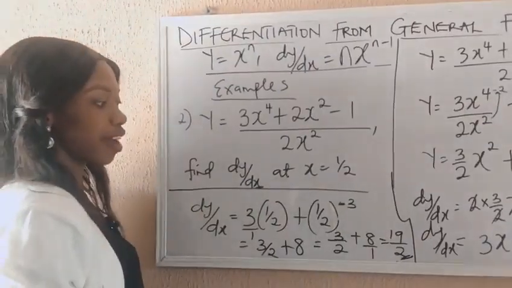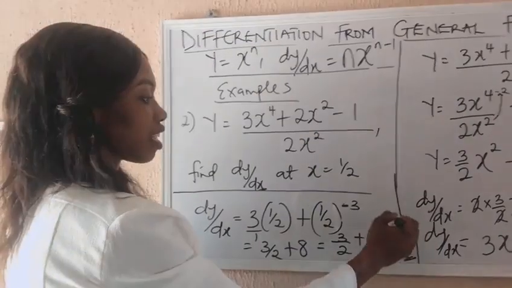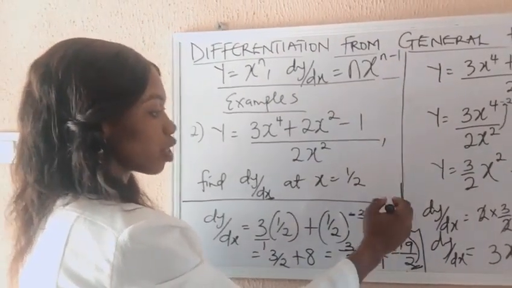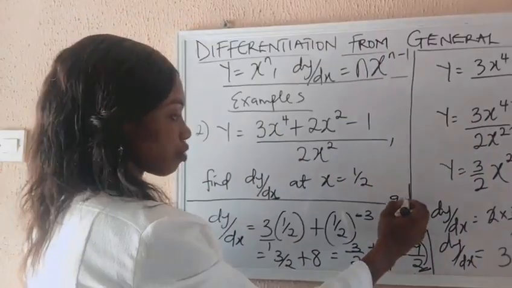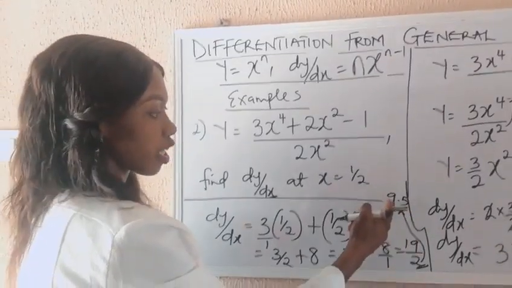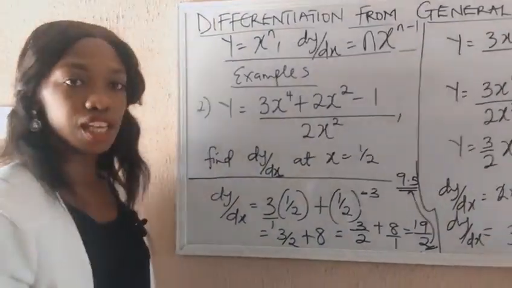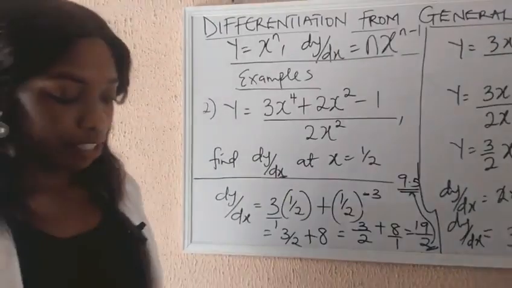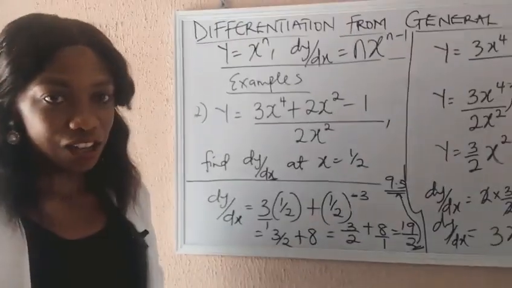If you want to simplify further, 19 over 2 will give us 9.5. You can leave it this way, 9.5, or you can also say 9 whole number 1 over 2. All these answers are correct.